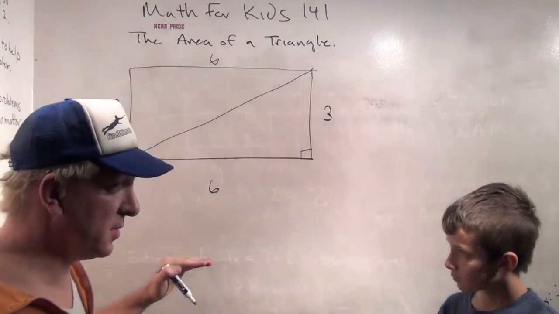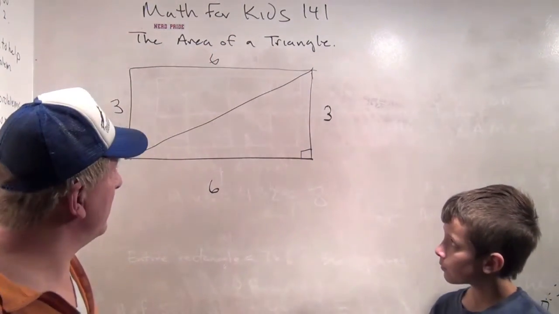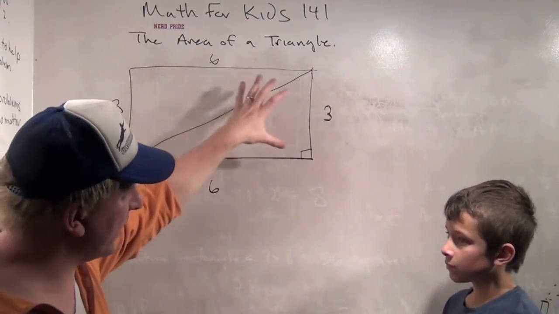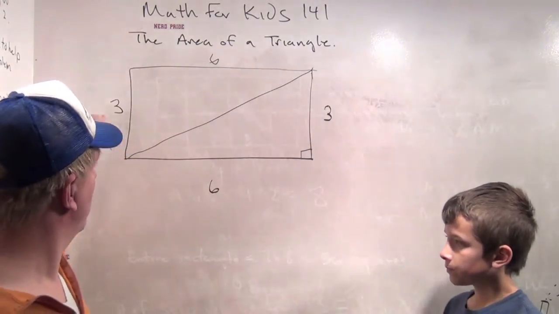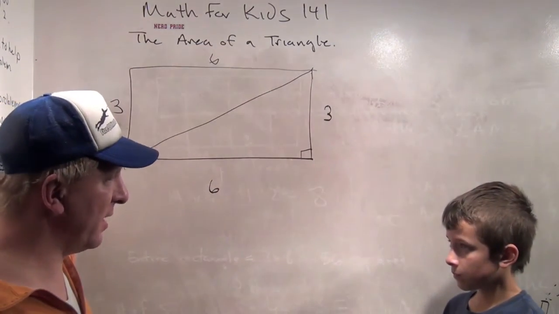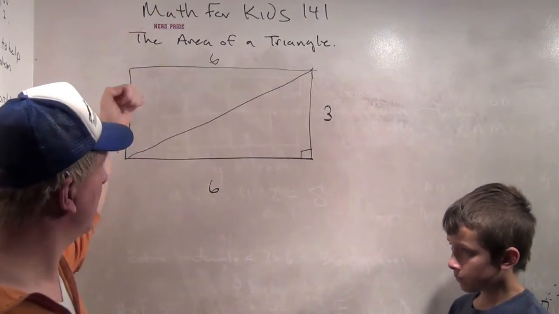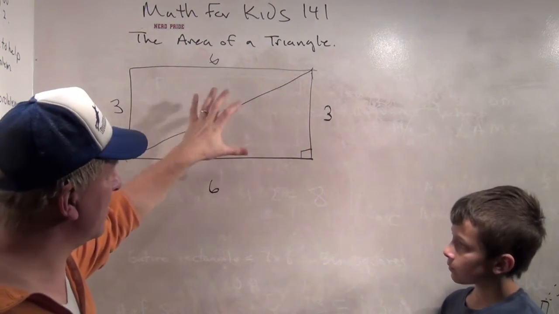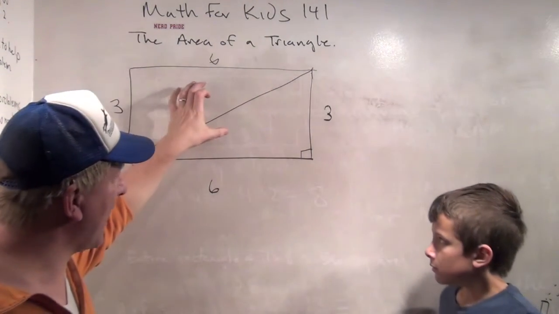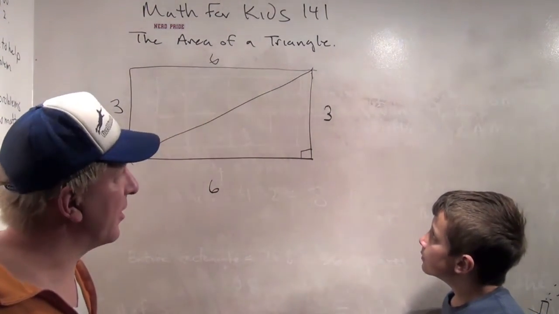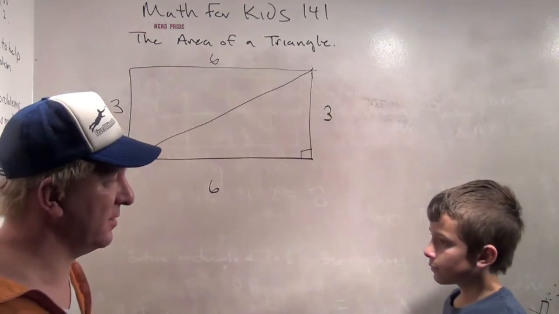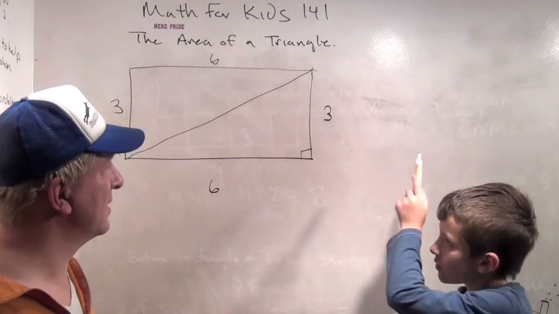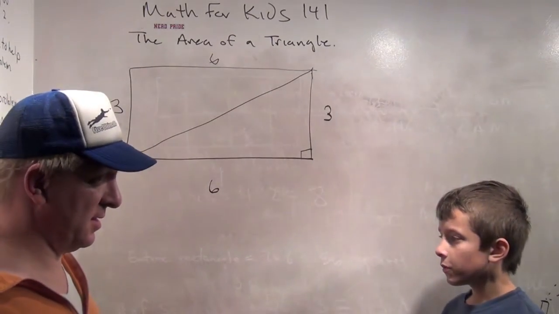So it certainly seems possible that the whole rectangle is made up of 2 right triangles whose height is 3 and length is 6. So that's why this right triangle is exactly half the area of that rectangle. The area of the rectangle is 18. What's the area of this triangle? It's 6 times 3 over 2, which is 9.